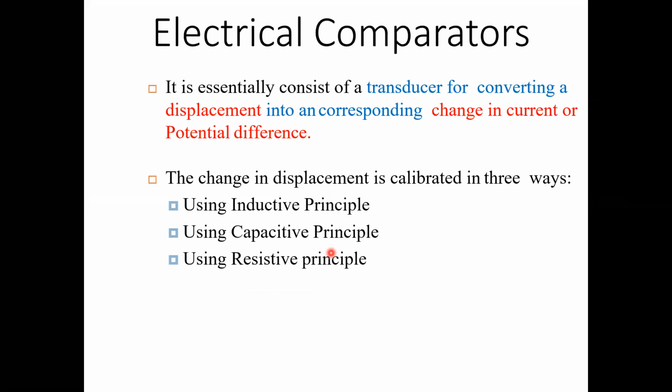Coming to electrical comparators, this essentially consists of a transducer for converting a displacement into a corresponding change in current or potential difference. That means the linear displacement is converted in terms of potential difference or change in current. We simply use it to compare the dimension and small variations in the work part produced. Electrical comparators are based on the inductive principle, capacitive principle, or resistive principle.